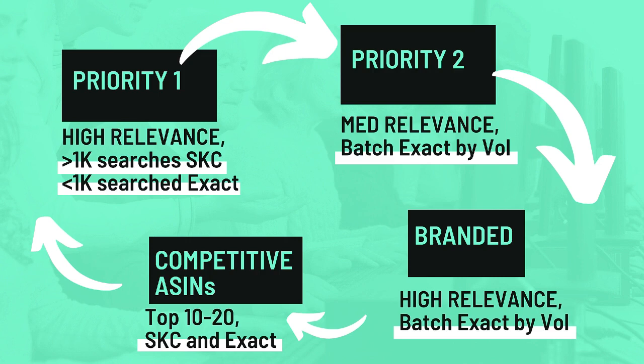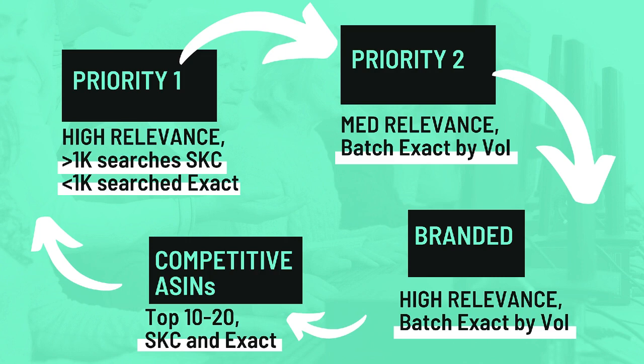a batch methodology. The second is priority 2s, which are kind of relevant, but not super relevant. And those ones we can basically batch into larger exact campaigns based on volume. The final 2 are also relevant search terms. The first is branded, where it's a branded explicit descriptor of your product, but it's using another company's brand. We can jump on some of those that are hyper relevant and have the right search volume and batch those into exact campaigns.